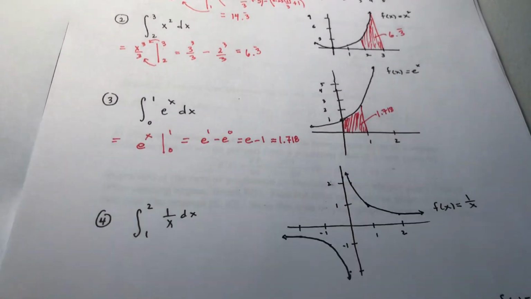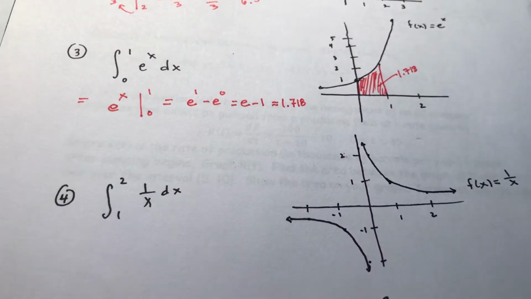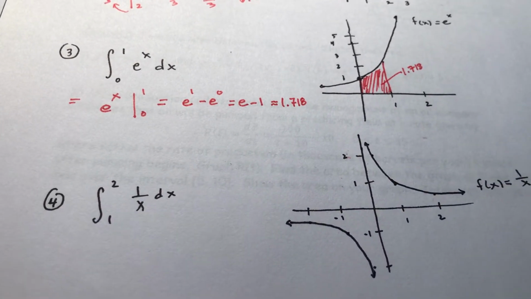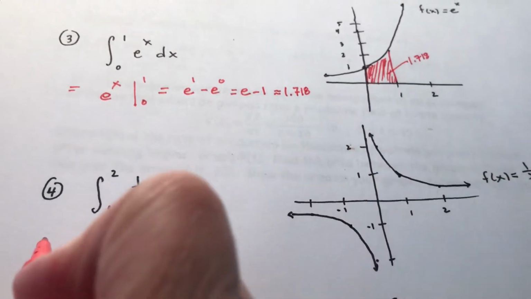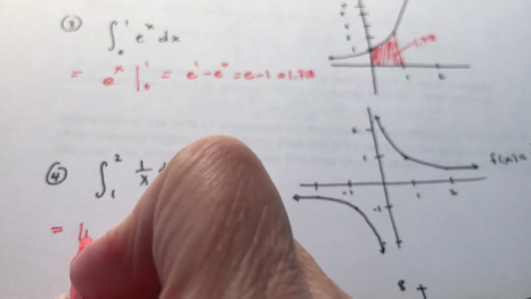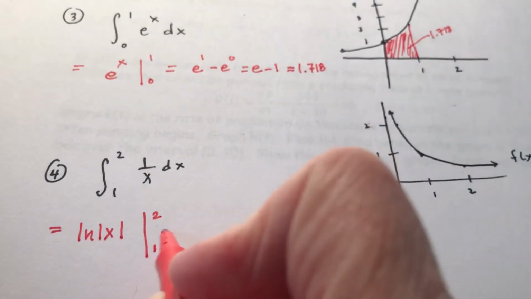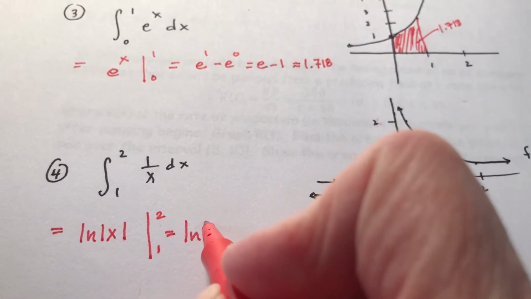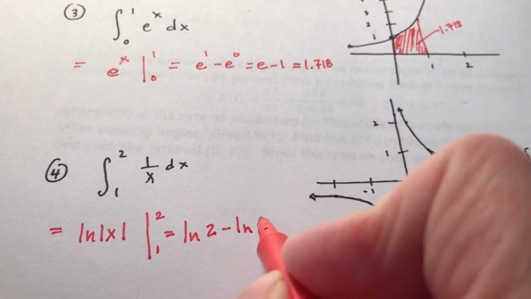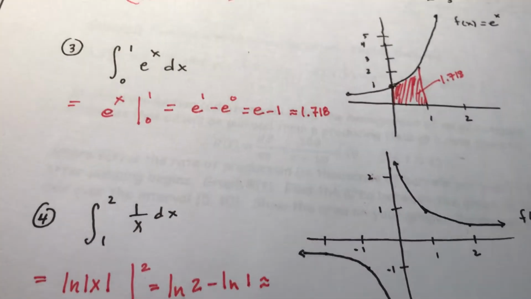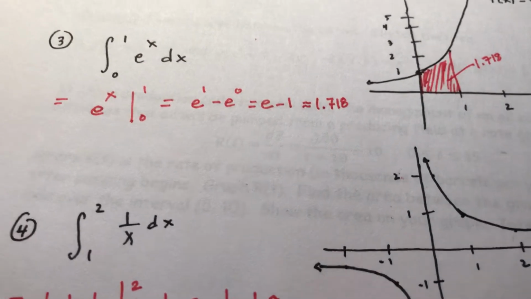Let's try number 4. The integral from 1 to 2 of 1 over x dx. Well, the integral of 1 over x is the ln of the absolute value of x from 1 to 2. So this gives me the ln of 2 minus the ln of 1, which is about, I did this before, let's see, number 4 is about 0.69.